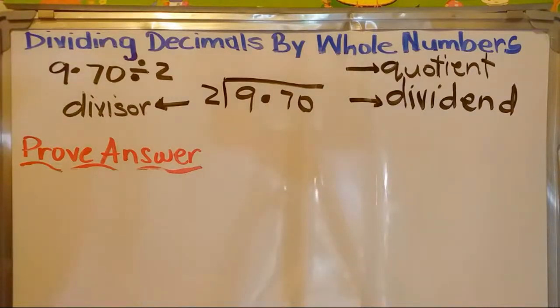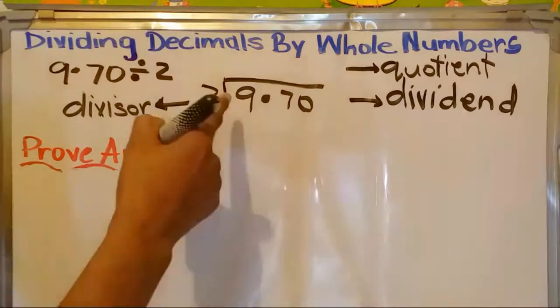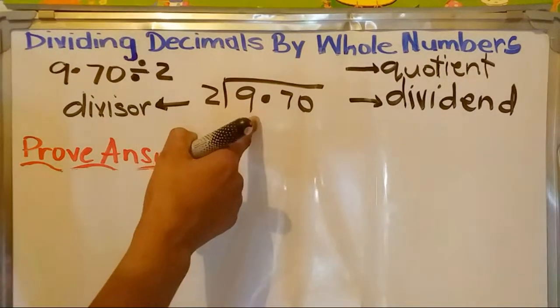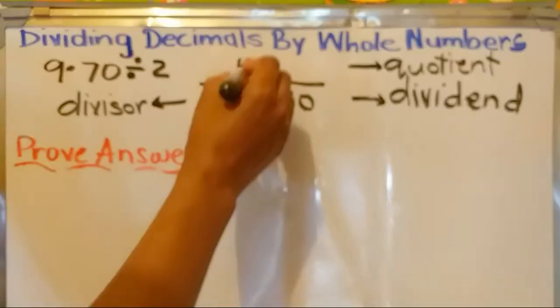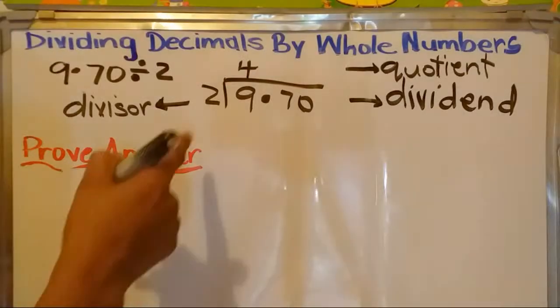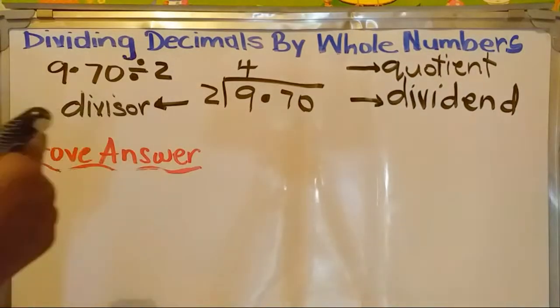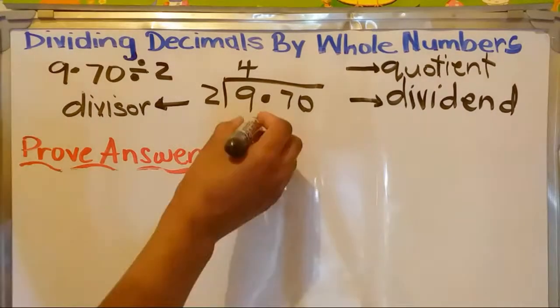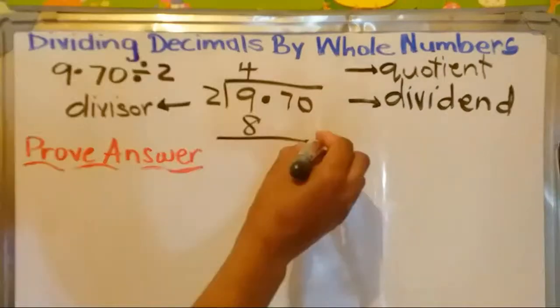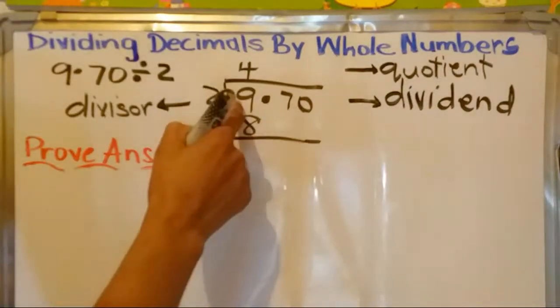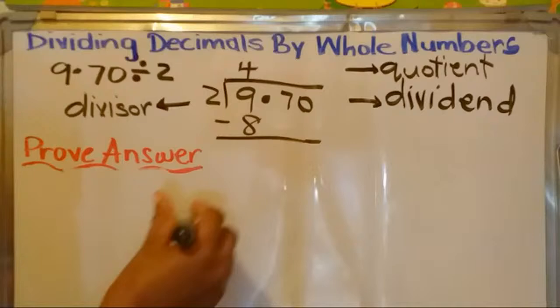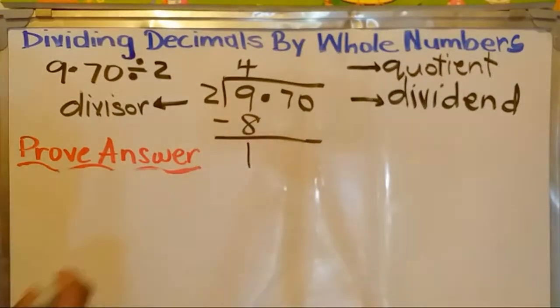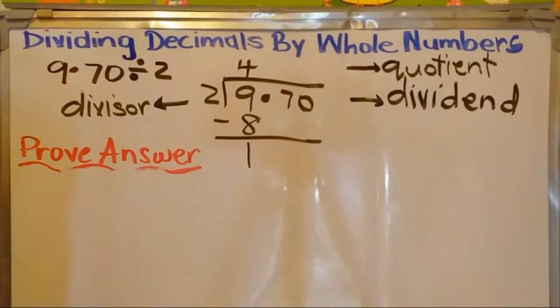So let's work it. Ask yourself, how many groups of 2's can you get from 9? And of course, you can get 4 groups of 2's. So 4 multiplied by 2, in this case, you get 8. Draw your line and of course, take away. You have 9 things and you give away 8, 1 left.